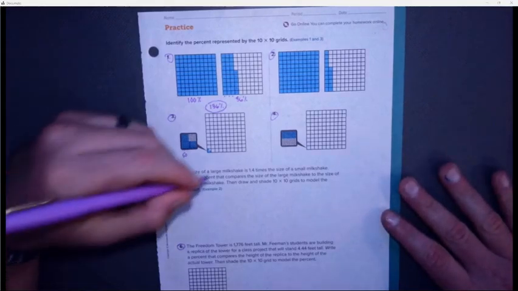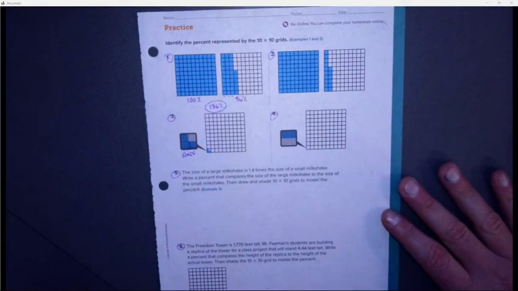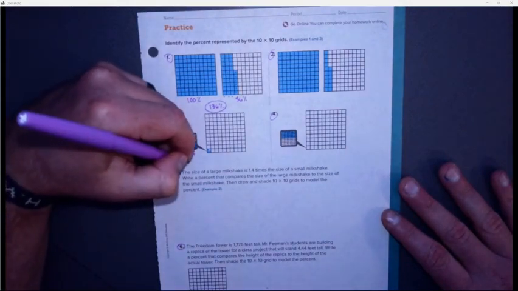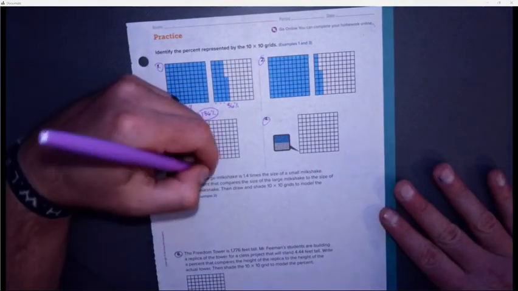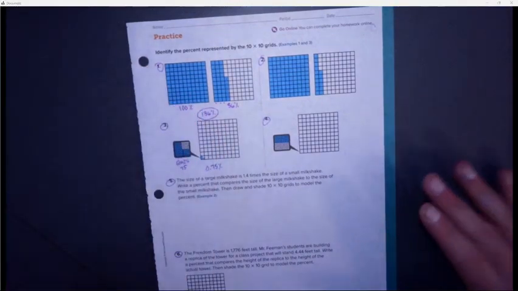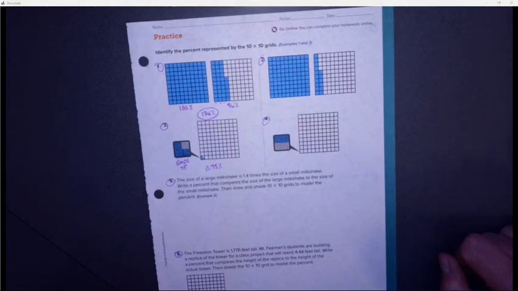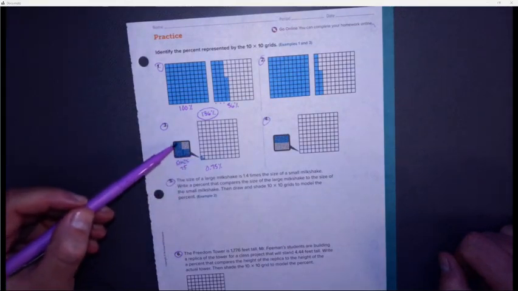5 times 5 is 25. So I've got 50 plus 25. So I have a total of 75 hundredths shaded. So that would be 0.75% or 75 hundredths of a percent. Or we could also call it 3/4 of a percent, and we see there that 3/4 of our box is shaded.